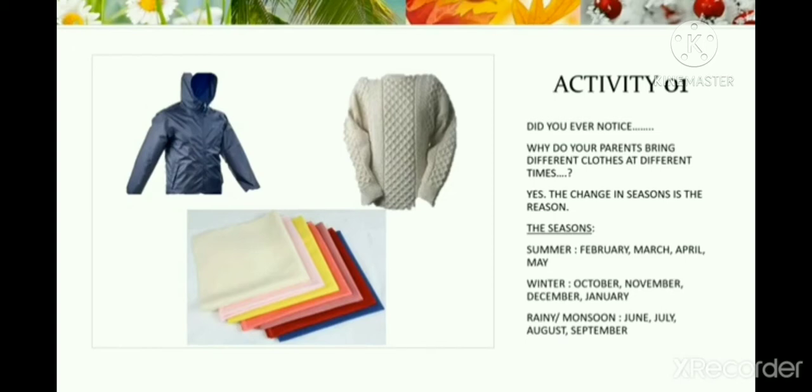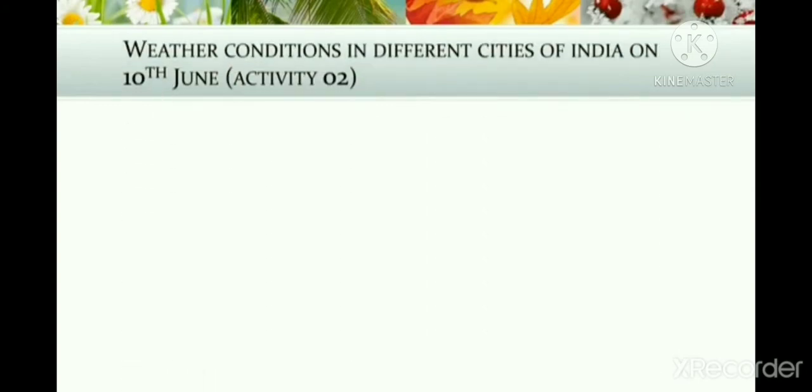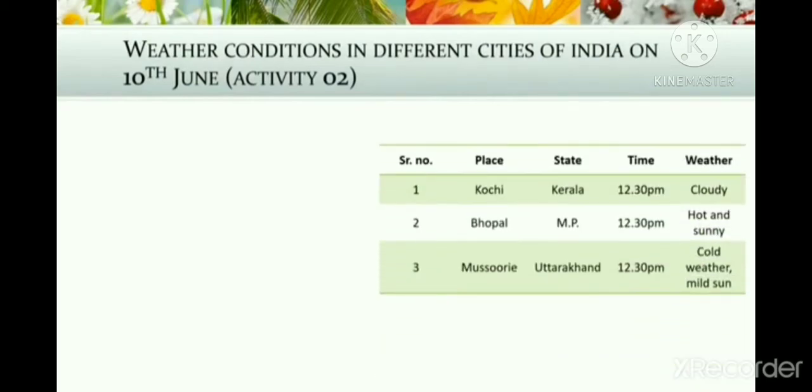In the season, do you know why the weather keeps on changing? According to the season, words are used like hot, humid, cold, etc. to describe the weather of a day. We will see the activity in your textbook, the places like Kochi, Bhopal and Mussoorie.